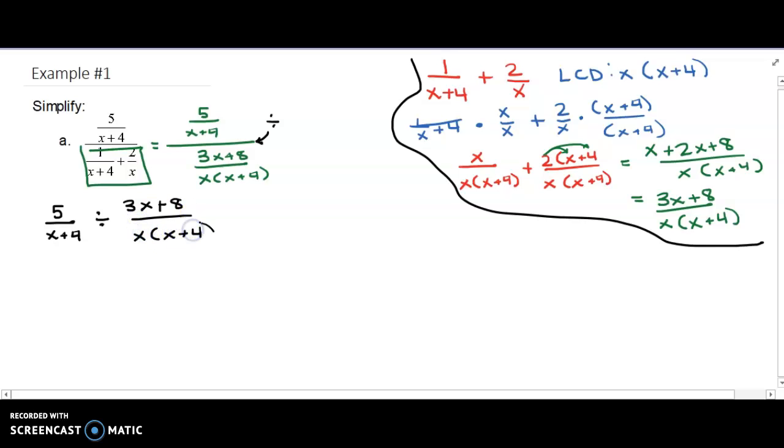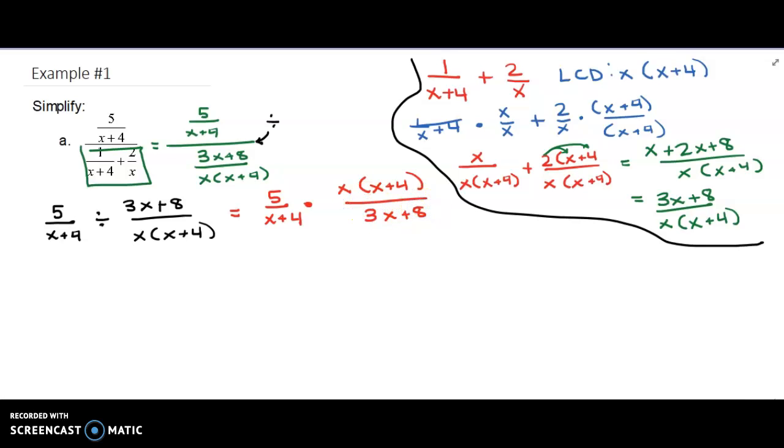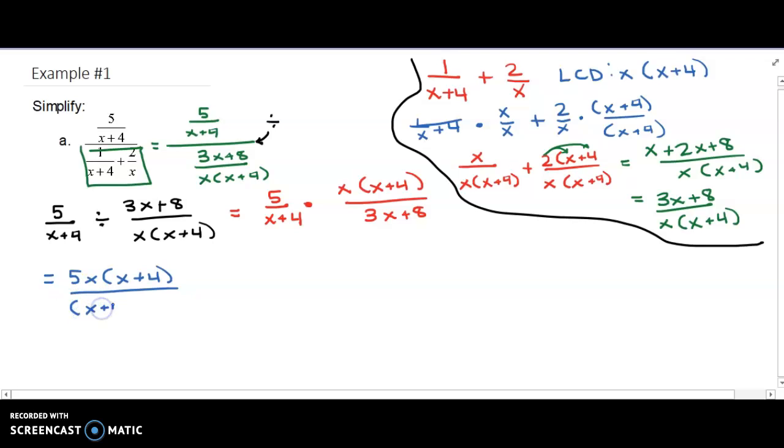times x plus 4. Okay, and now remember, when we're dividing by a fraction, it's the same thing as multiplying by the reciprocal. So 5 over x plus 4, I'm going to multiply by the reciprocal, x plus 4 over 3x plus 8. Okay, and when I do that, I can put these together. So 5 times x plus 4 over x plus 4 times 3x plus 8. Notice my x plus 4's cancel each other out. I'm left with 5 over 3x plus 8.